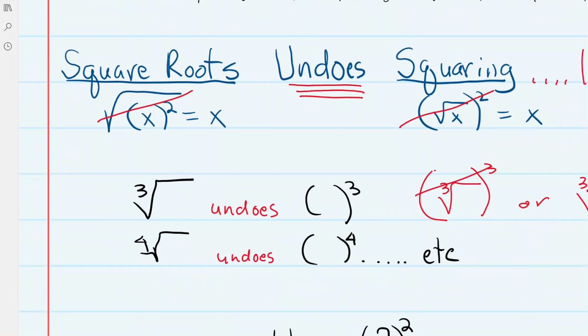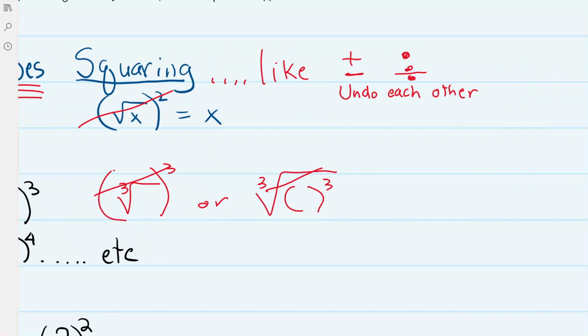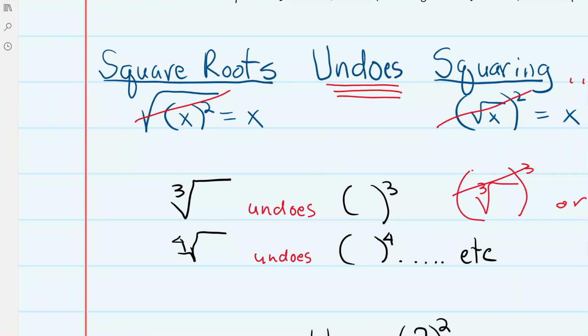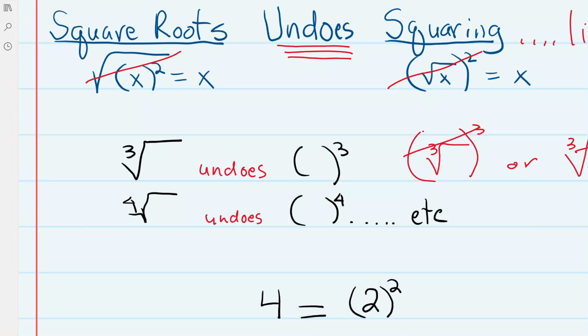So square roots undo something squared, much like addition is the inverse operation to subtraction, and multiplication and division undo each other. They're inverse operations. Well, taking the square root of something squared does the same thing. Just like the cube root undoes something cubed, the fourth root undoes something to the fourth. You get the same power. This number, called the index, when the indices are the same, then the operations undo each other.